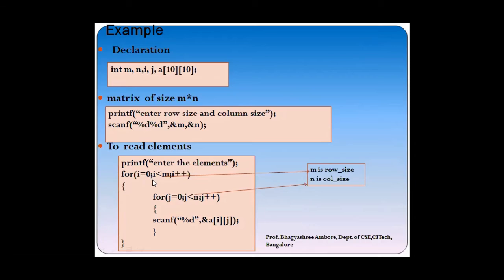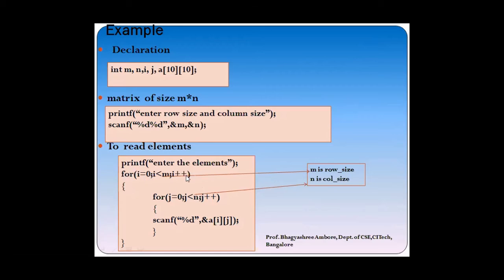All the subscripts will start with 0, so I have to start a loop with 0. What is the row size? m, i plus plus. What is the column size? n, j plus plus. Now I'll read scanf percentage d, ampersand a of i j. You don't do anything here. The compiler itself will do this. The looping will take place automatically.